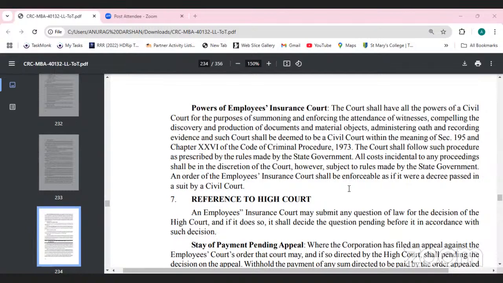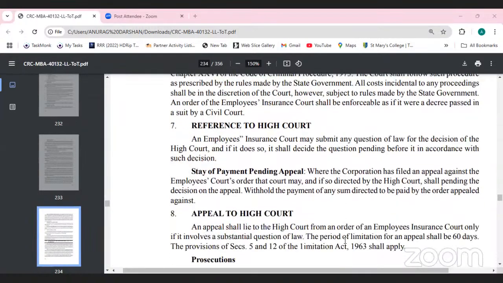Stay of payment pending appeal: where the corporation has filed any appeal against the employee's court order, that court may, if so directed by the High Court, stay payment pending the decision on the appeal. And appeal to the High Court: an appeal shall lie to the High Court from an order of an employee's insurance court, if it involves any substantial question of law. The period of limitation for an appeal shall be 60 days. So within such 60 days, the appeal will have to be filed.